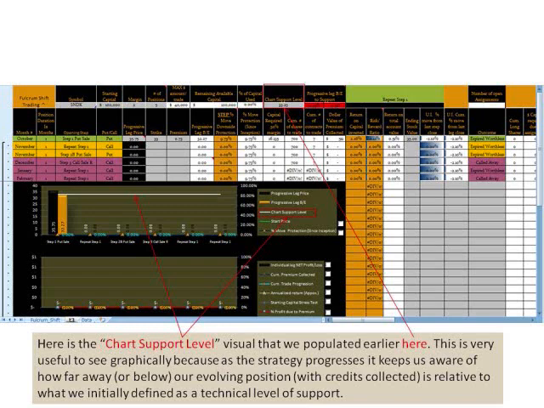Here is the chart support level visual that we populated earlier here. This is very useful to see graphically because as the strategy progresses, it keeps us aware of how far away or below our evolving position with the credits collected is relative to what we initially defined as a technical level of support.